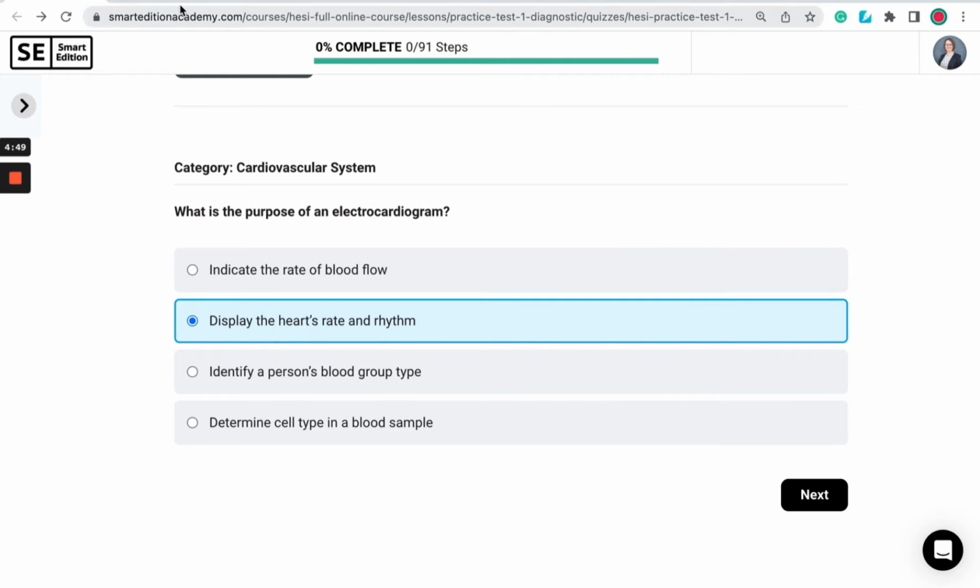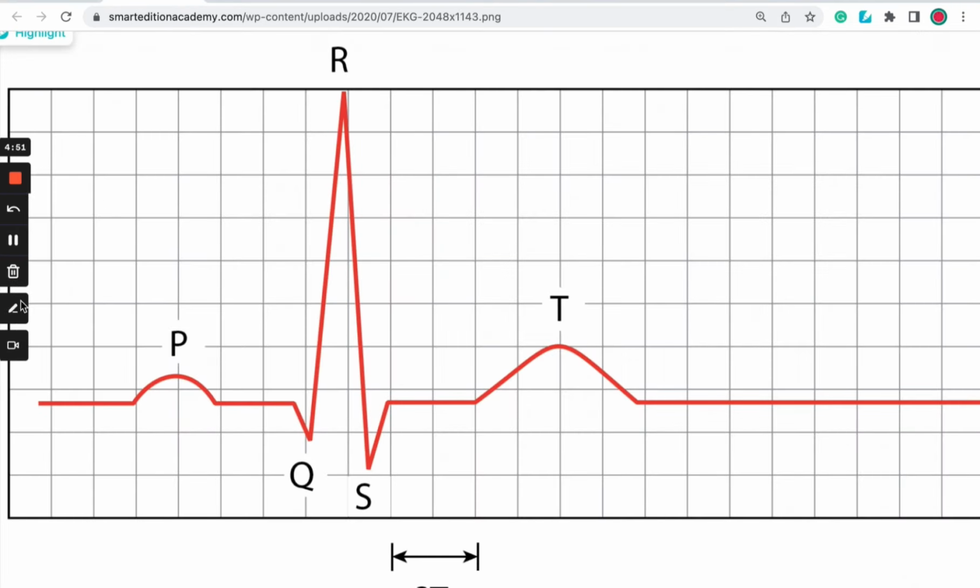So I'm going to go back to this picture of the EKG, which we were looking at for the last question. The heart is a muscle and it transmits electrical impulses that cause the heart to contract. This electrical activity can be recorded using an electrocardiogram, which you may hear referred to as an EKG or an ECG.